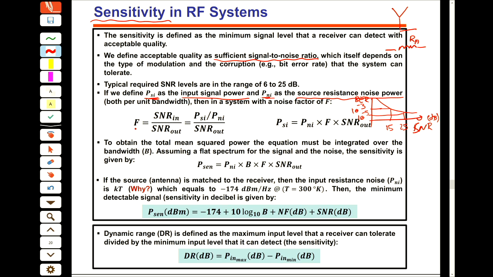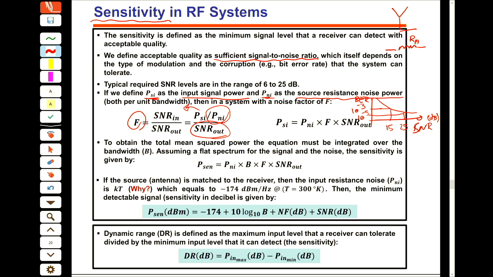Then we define the noise figure of our system, or noise factor, using the SNR in, which is PSI divided by PNI, and the SNR out, which is the SNR that we need. I said we find from this graph that I need a 25 dB SNR. So I know this value, I can calculate the noise factor of my receiver. I know this value, and then I can find this value. And this is the sensitivity, I mean, the minimum signal that we need to achieve this SNR out.